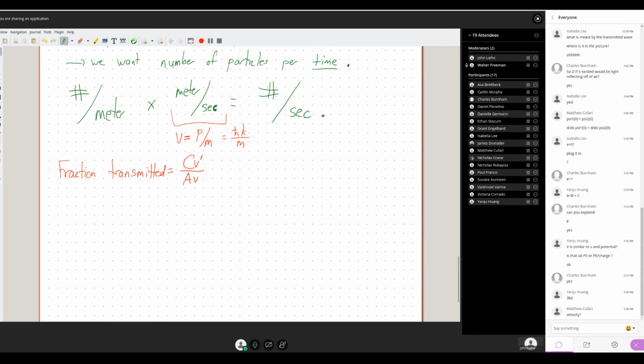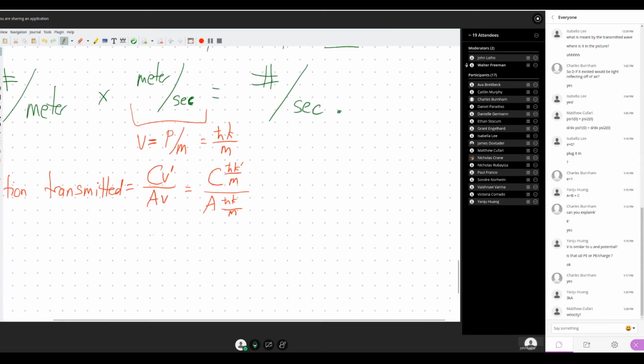That's going to be c times h bar k prime over m over a h bar k over m, right? The only difference is that they have a different wave number on the left and the right. The h bars and the m's will cancel.